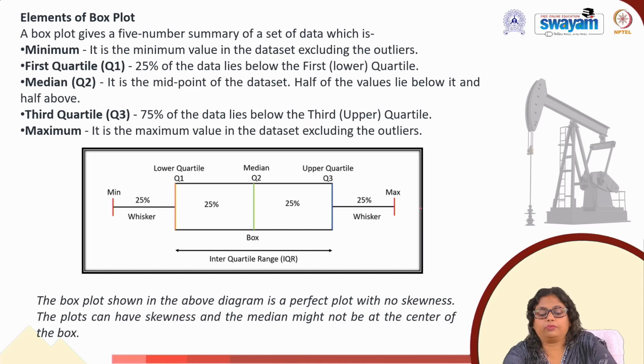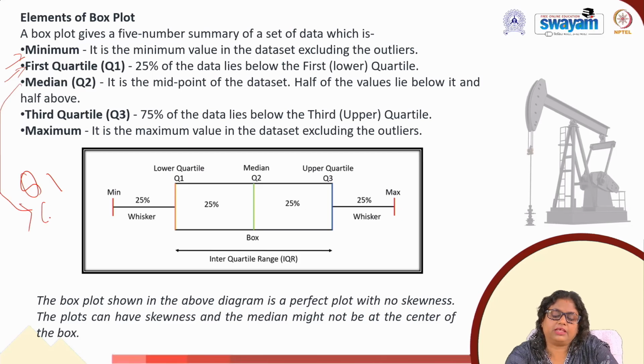Talking about the elements of the box plot, a box plot gives a 5 number summary of a set of data. One is the minimum, then we have the first quartile, that is represented by Q1, then we have the median, that is Q2, then we have the third quartile, that is Q3, and then we have the maximum. All of these we will be talking about one by one.